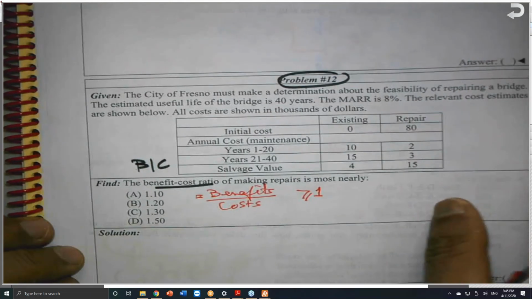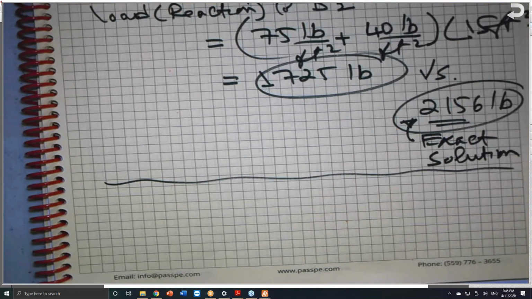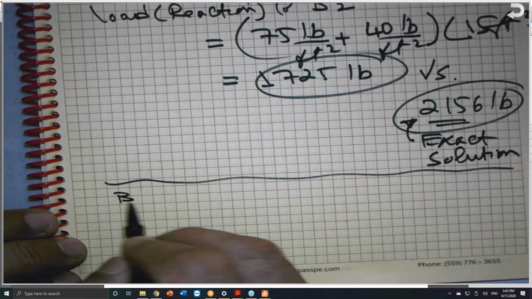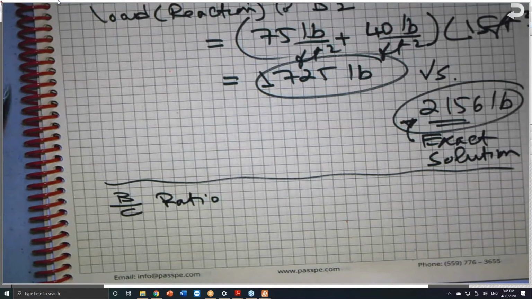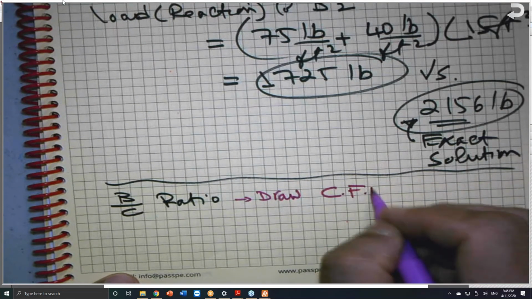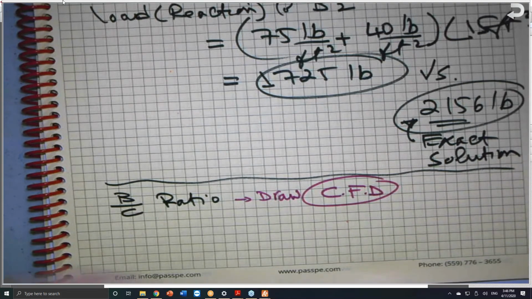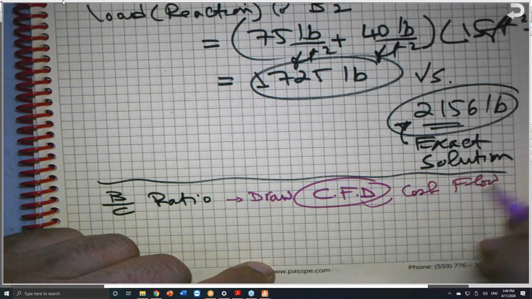Two things I need you to be aware of. Number one, the benefit cost ratio is a way to evaluate alternatives. And when we do the benefit cost ratio, I highly recommend you draw a cash flow diagram, CFD, cash flow diagram.